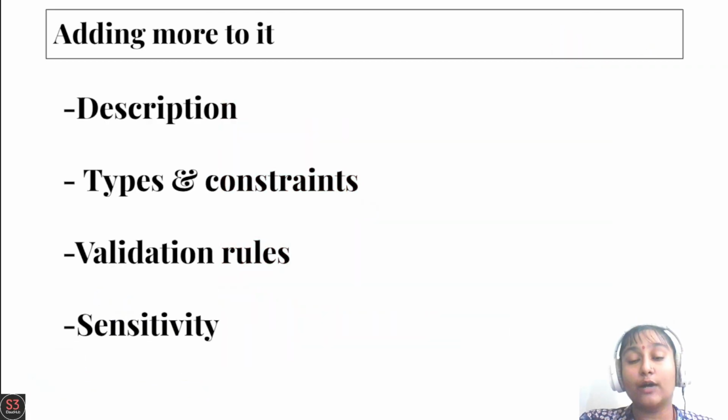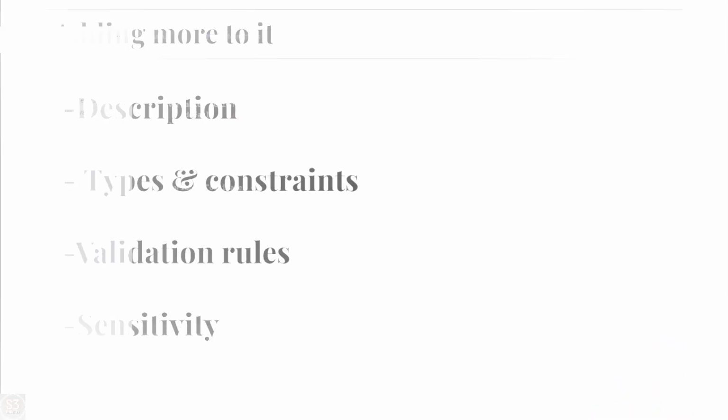So let's start. In the previous video, we saw how to declare a variable, how to use a variable and how to provide values to variables in three different ways. We can add more to it. We can add a description, value types, constraint types, validation rules, and lastly, we can also add sensitivity. So let's start with description.